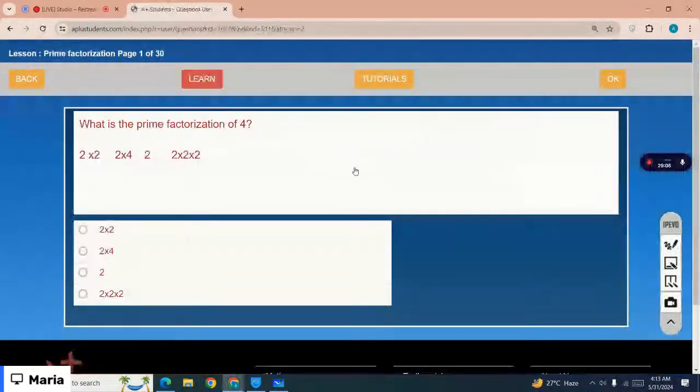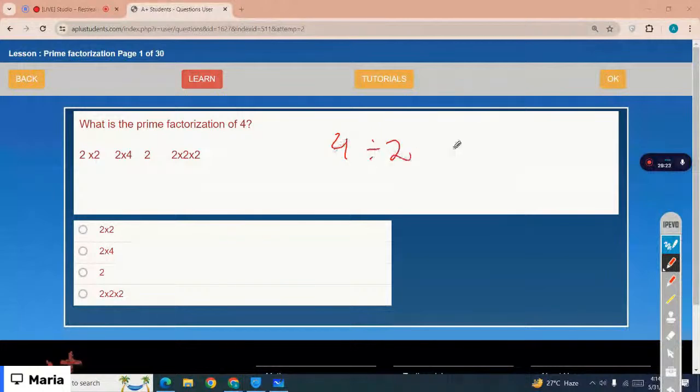What is the prime factorization of 4? So let's start with 4. You have to divide 4 by the smallest prime number, right? So the smallest prime number that can divide 4 is 2. So simply divide it by 2. 4 divided by 2 equals 2. Now you have to divide this number again by the smallest prime number. The smallest prime number that can divide 2 is 2, and 2 divided by 2 is 1. So you divide 2 times by 2, that is the prime factor. So 2 times 2 is the prime factorization.